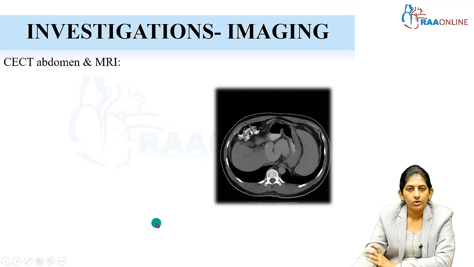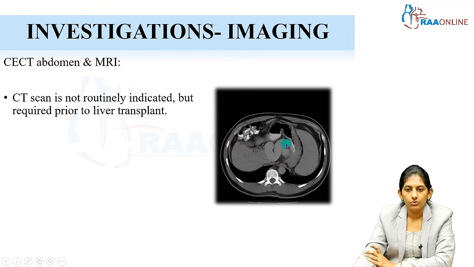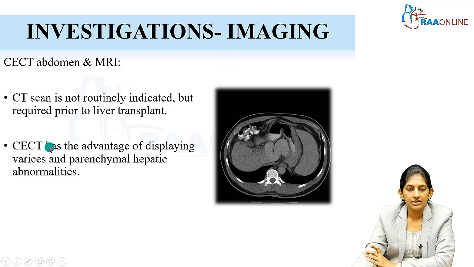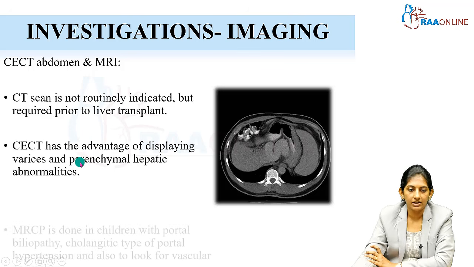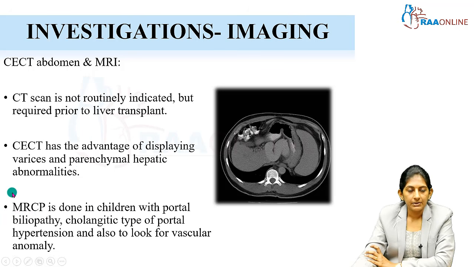Okay. Next, moving on to the CECT abdomen and MRI. So, this is a hugely dilated portal vein that you can see here. Okay. CT scan is not routinely indicated because most of the findings we can get from the ultrasound Doppler itself. Okay. But it is required prior to liver transplant and it has the advantage of displaying the varices and any hepatic abnormalities. So MRCP is done when you have a cholestatic condition. Okay, cholangitic type of portal hypertension, etc.